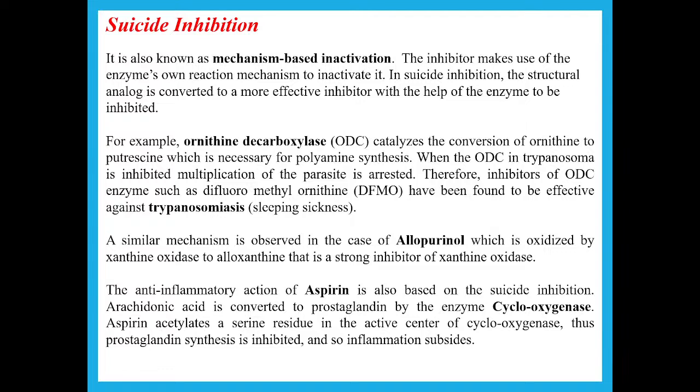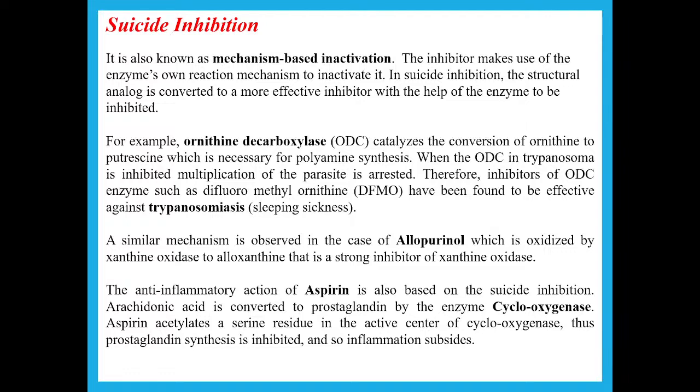Next comes suicide inhibition. It is also known as mechanism-based inactivation, or mechanism-based inhibition. The inhibitor makes use of the enzyme's own reaction mechanism to inactivate it. In suicide inhibition, the structural analog is converted to a more effective inhibitor with the help of the enzyme to be inhibited. An example is ornithine decarboxylase, ODC, which converts ornithine to putrescine, necessary for the synthesis of polyamines. When ODC in trypanosoma is inhibited, multiplication of the parasite is arrested.